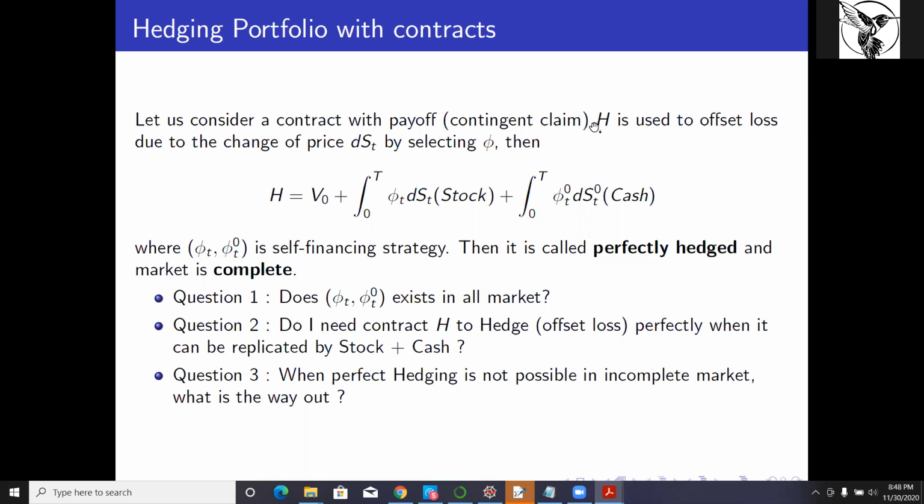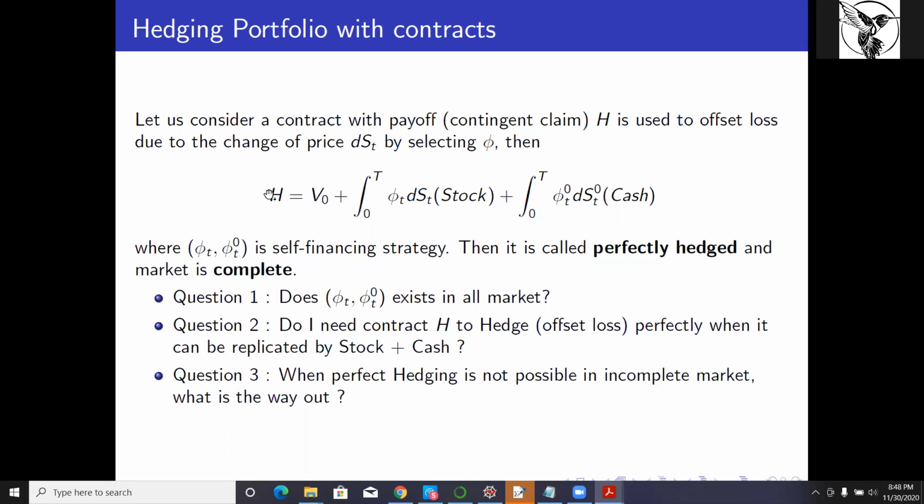H means the payoff of the contract. And here, my self-financing strategy is phi T, or phi T naught, where T naught is for cash or bond. I've taken both stock and cash or bond. In this particular case, we call this perfectly hedged.